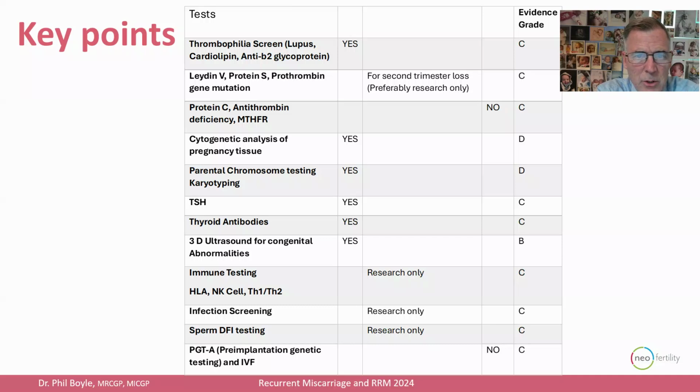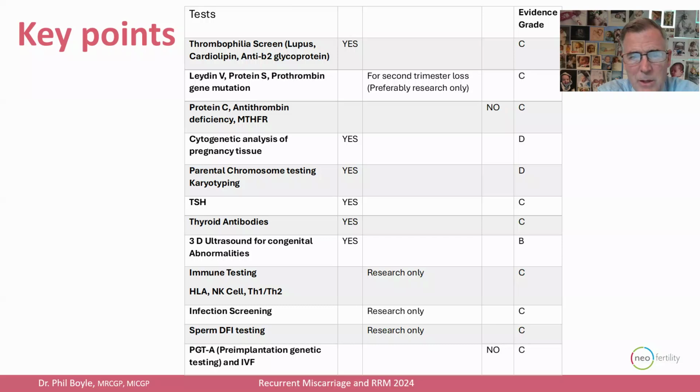They do recommend cytogenetic analysis of pregnancy tissue, which I'd very much agree with, and I was surprised to see it was only evidence grade D. Parental chromosome testing or karyotyping for the mum and the dad, and this is again when you've had 3 losses. My view is that's of limited value because the pickup rate with it is so low. There's only a 3% positive pickup rate with that, and there's nothing you can do to change the outcome. So there may still be some merit in doing that, but it's limited, and somebody has to pay for that test. I would advise them not to do it.